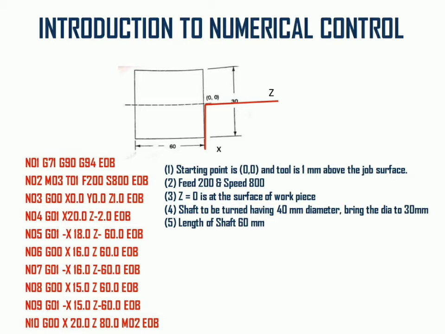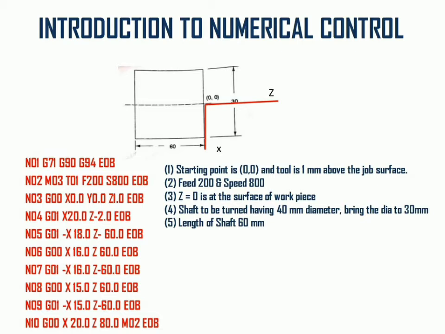Now we need to put the tool at the center first, at the origin, and from the origin we need to take the facing operation. So instruction block number 1, N01, G71 for the metric dimension, G90 for absolute dimensioning, G94 for the feed rate in mm per minute.